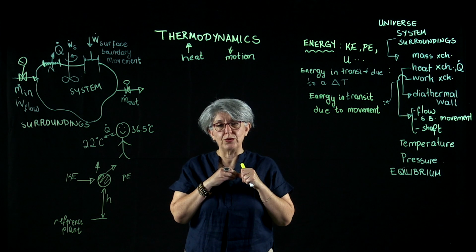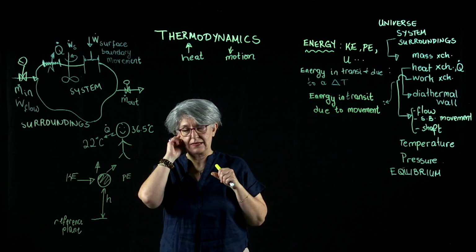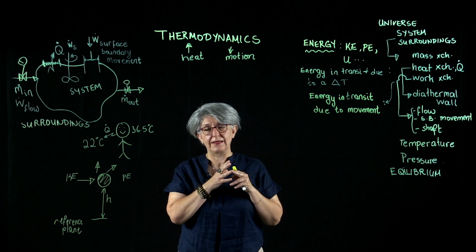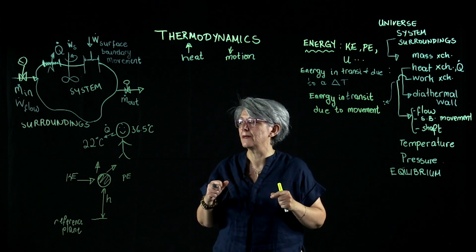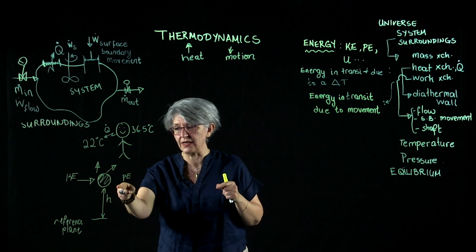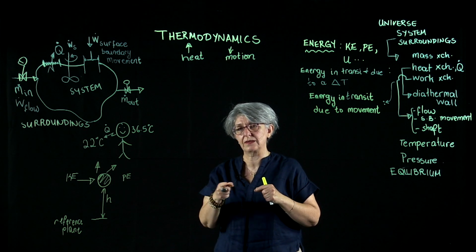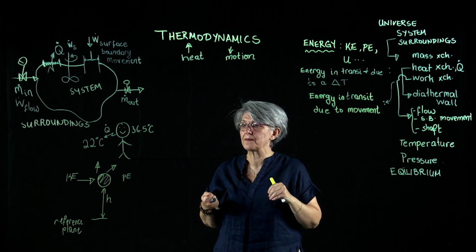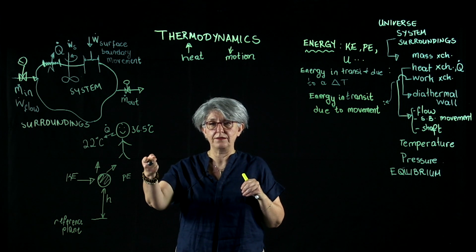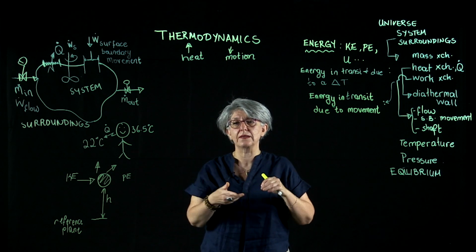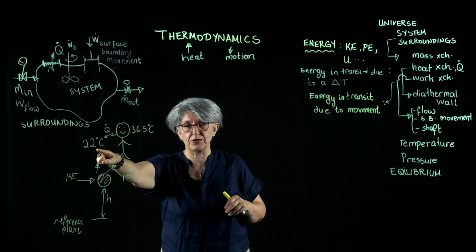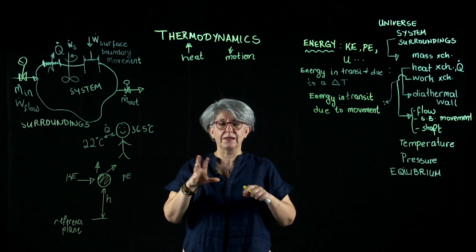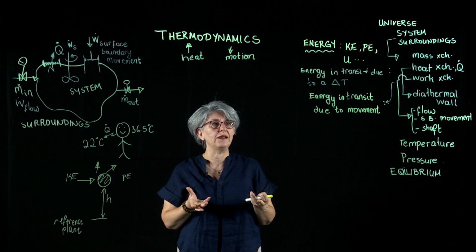And of course, kinetic energy of this ball is going to depend on its mass and its velocity. The potential energy of this ball is going to depend on its mass and on its elevation relative to the gravitational field. And the internal energy of this ball is going to depend on its mass and its temperature. So, we have defined the general aspects of the energy.